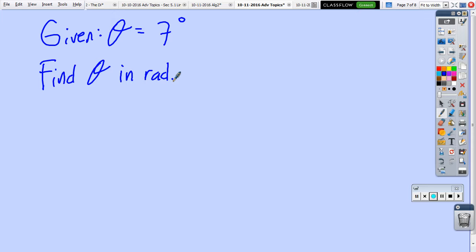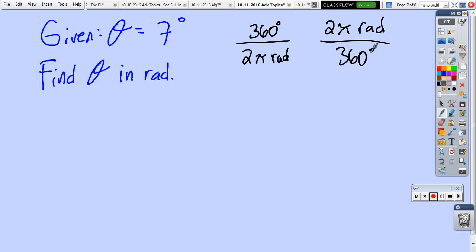The ratio that we're using. So which ratio would we use? There are two that you know. Actually, let me go ahead and write this in black just to separate what's given versus the actual work being done. So we know there are 360 degrees for every 2 pi radians, and I know that there are 2 pi radians for every 360 degrees. These are both true statements. They're both true ratios. Use the right one.